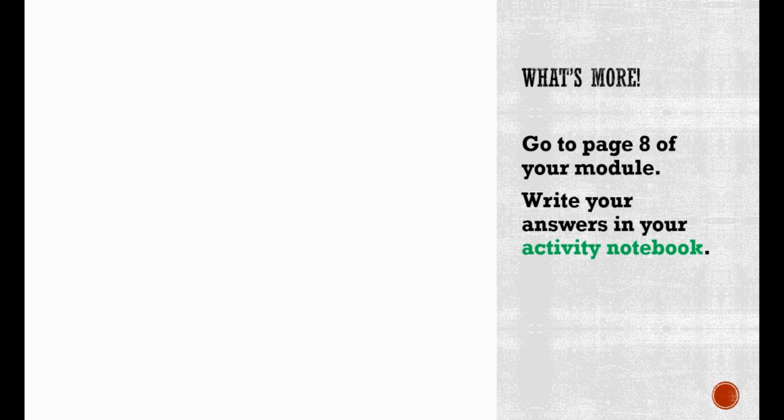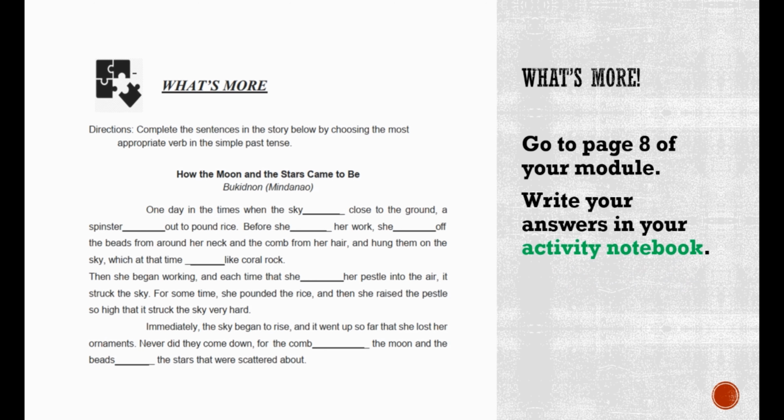Now let's apply what you just learned about the past tense of the verb. Let's go to page 8 of What's More. Complete the sentences in the story below by choosing the most appropriate verb in the simple past tense. You will have to read and analyze the sentences to be able to use the correct verb. Let's take the first sentence. How the moon and the stars came to be. One day, in the times when the sky blank close to the ground, in this case, I will use was. One day, in the times when the sky was close to the ground.